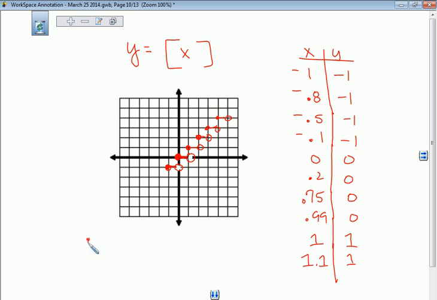Okay. Let's talk about the domain of this function. Were there any restrictions on things I plugged in over here? No. We can plug in any real number. So what would the domain be? Negative infinity to positive infinity. Now let's think about our output of this function, the range. What kinds of numbers am I getting out every time? Integers. It is the set of integers.